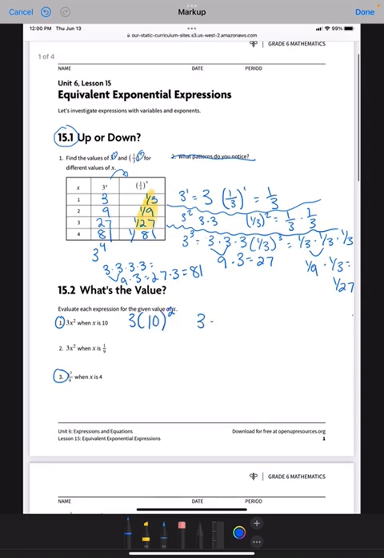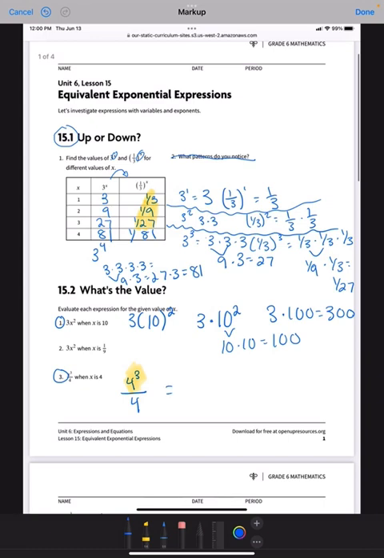The way you would write that is like this. And what you're going to do is you're going to do your exponent first. So 10 to the second is just 10 times 10. And we get 100. Now you're going to do 3 times 100 to get 300. I want you to try C. So I'll write it for you. Make sure you do the exponent first and then get your answer. Please do that now.